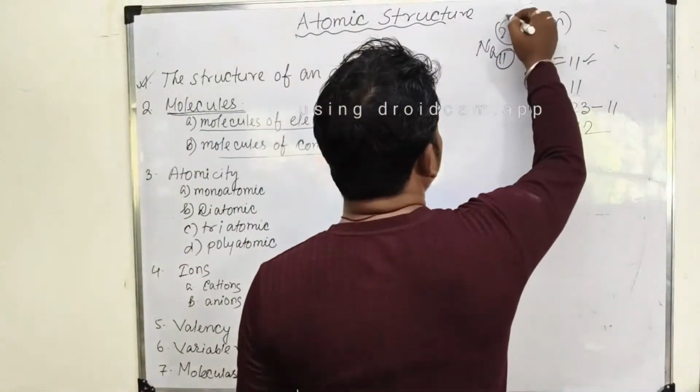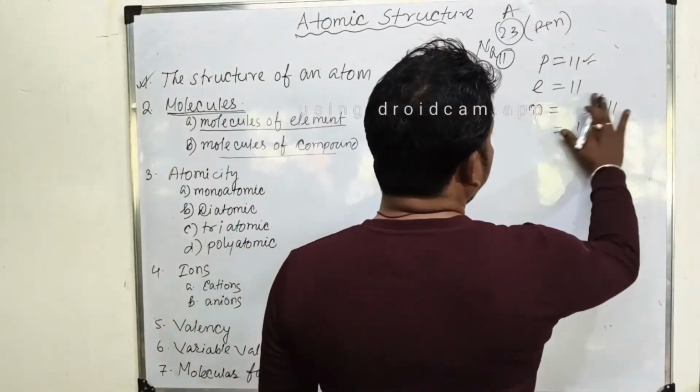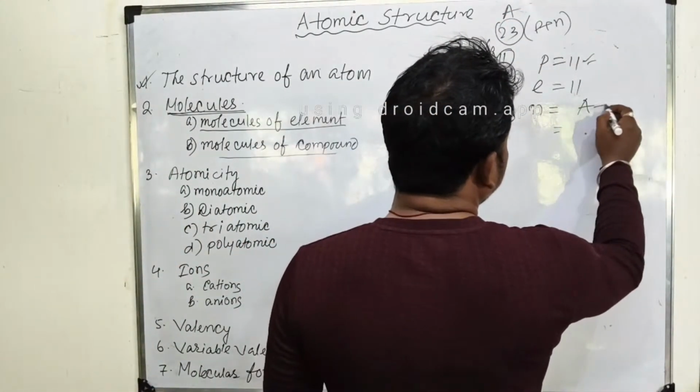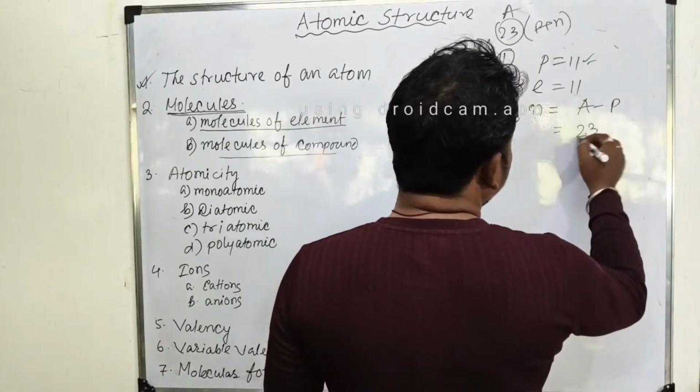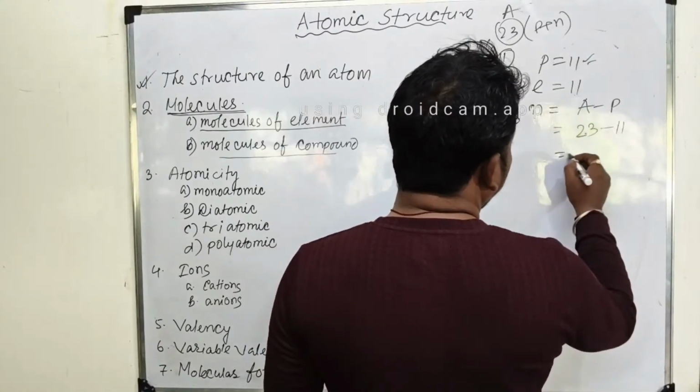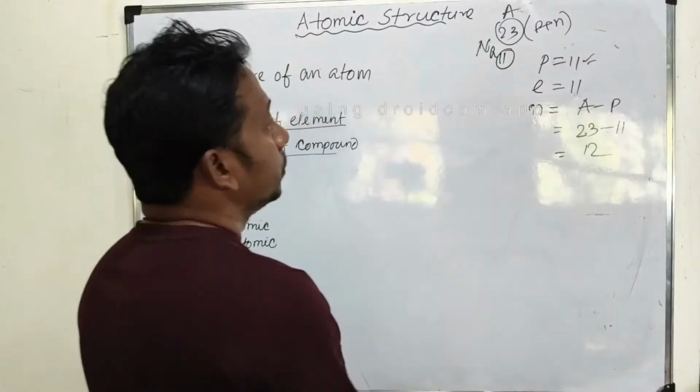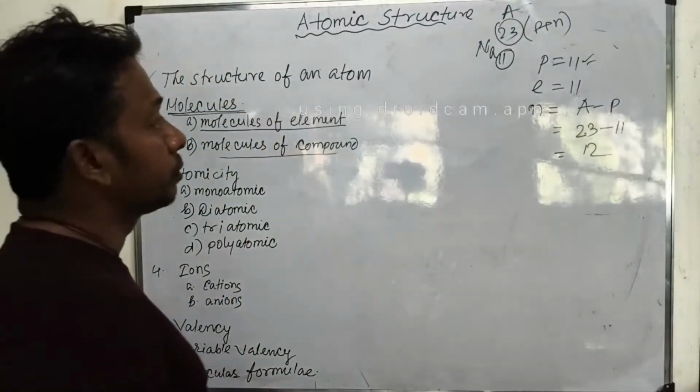If you say that this is the name A, we can write A minus P, that is 23 minus 11, that is 12. Got it?